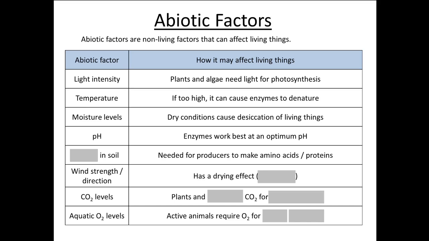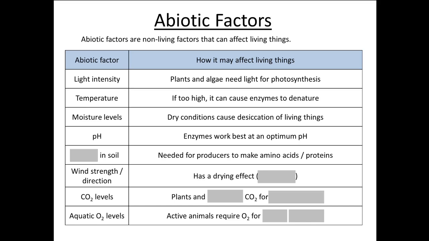pH, again: enzymes work best at an optimum pH. Be it too acidic or too alkaline, they will stop working. Remember, protease in the stomach has an optimum pH of about 2 or 3. So anything lower than pH 2 denatures, and anything higher than pH 3 or so starts to denature.